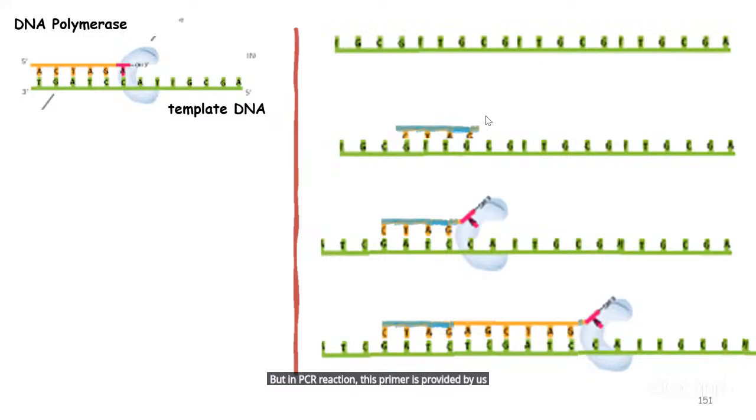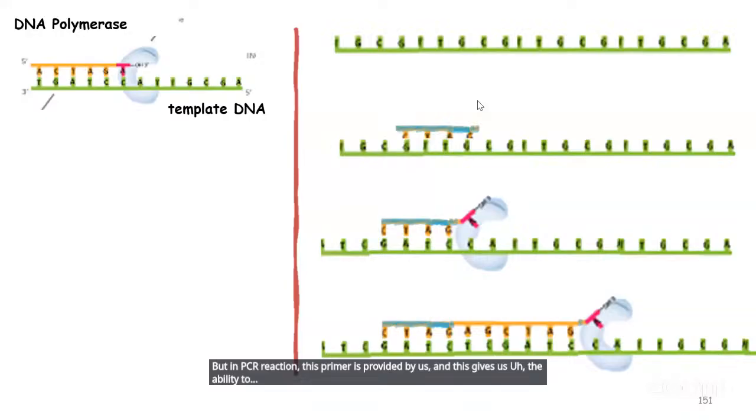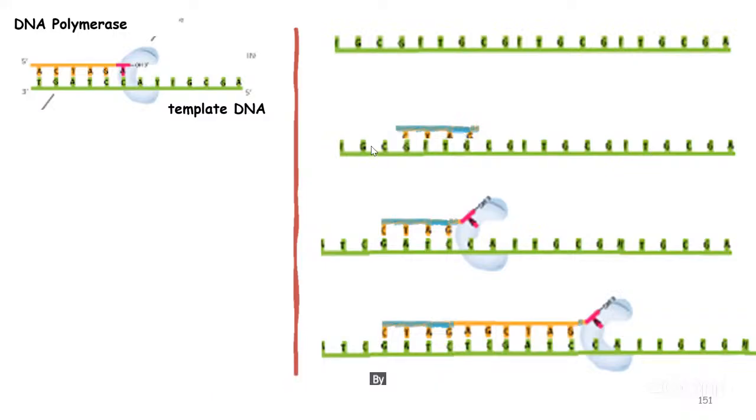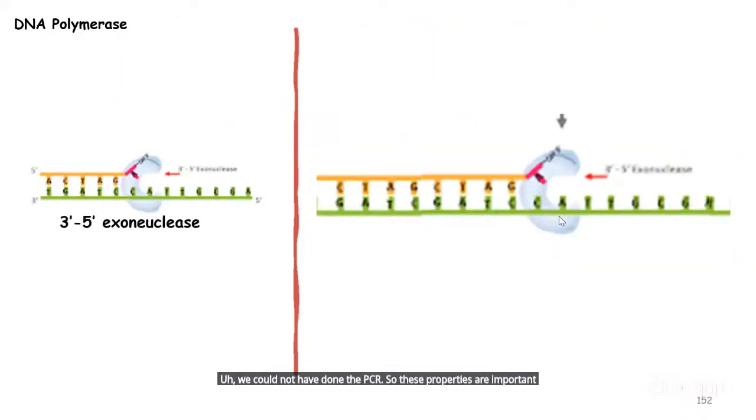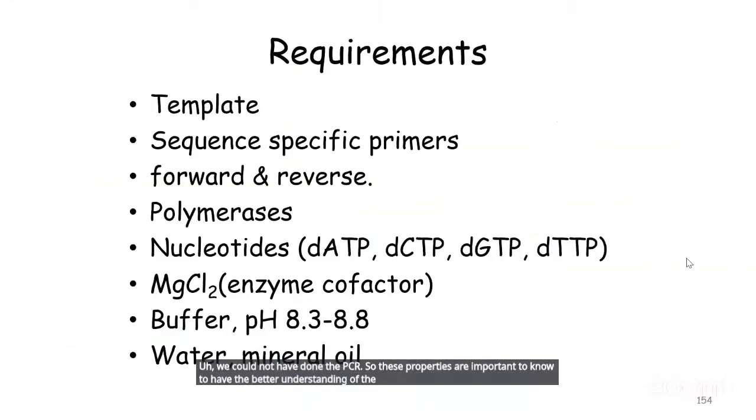And this gives us the ability to amplify a specific part of the DNA. We can dictate to the DNA polymerase that we want amplification from this area to this area by providing the primers. If DNA could amplify without this, we could not have done the PCR. So these properties are important to know to have a better understanding of the PCR reaction.